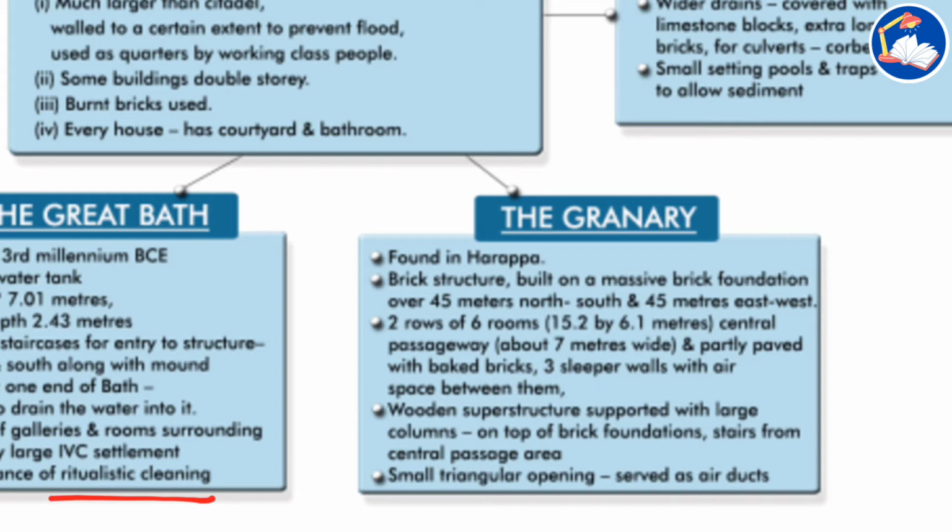Now the granary. Granaries are found in Harappa, Mohenjo-daro, and also in Kalibangan. A brick structure built on a massive brick foundation, about 45 meters north, dimensions not necessary. A wooden superstructure supported with large columns on top of the brick foundation, with stairs from a central passage area.